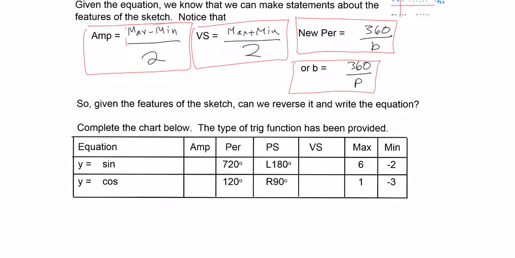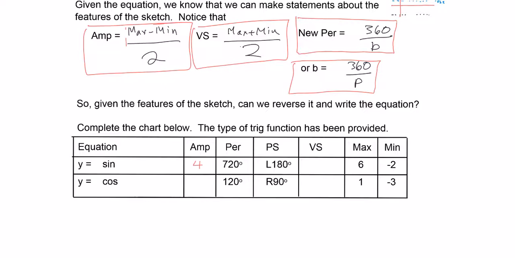Notice the max and the min. The max and the min in the first graph are 6 and -2. When I try to find the amplitude, I have to take the max and subtract the min and then divide by 2. 6 minus -2 is 8, divided by 2, which gives us an amplitude of 4.